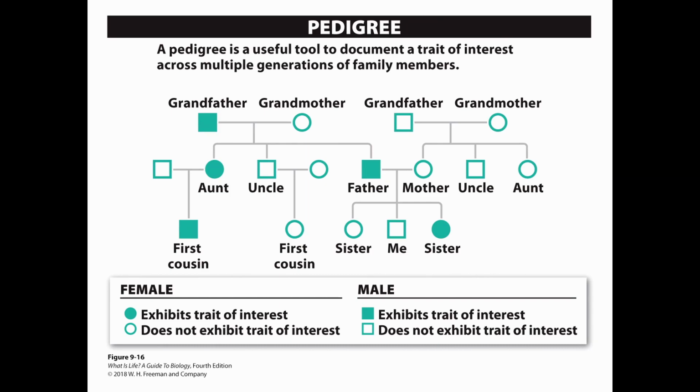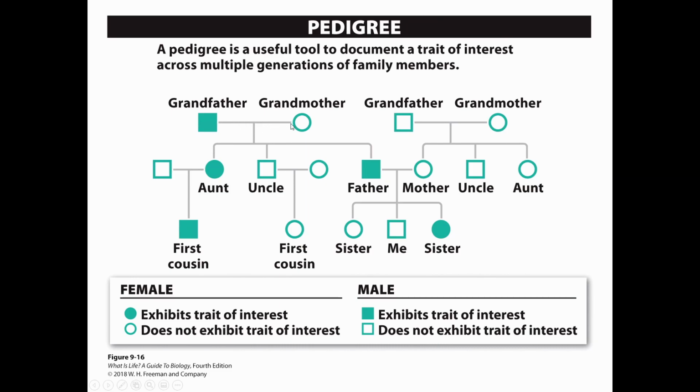We can use this to look at any type of trait, whether it's something harmless like eye color or hair color, or something like a condition that might cause ill effects of health. Now, when looking at these, we look at 1, 2, 3 generations in this case, and we see they're connected by lines. These lines show blood relatives or the production of offspring together. This line going across is what we call a marriage line.